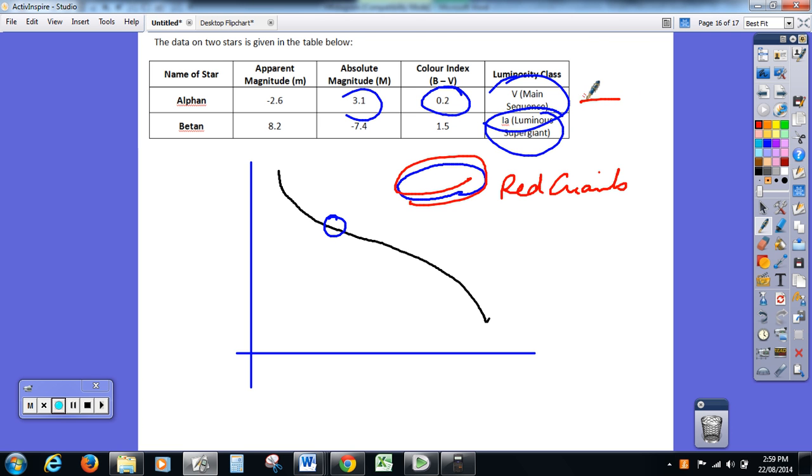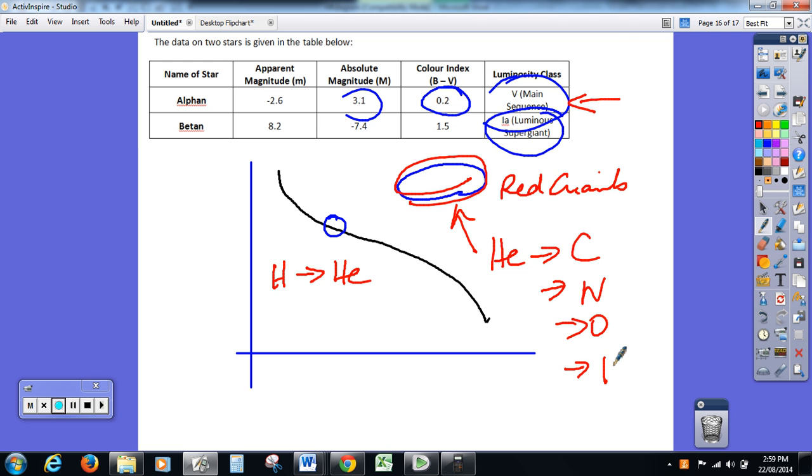Well, I know that if it's a main sequence star, then it is actually fusing hydrogen into helium, it's a normal star that is being born, and it's on the process of just going through its life cycle. But if it's a red giant, then I know that this star is starting to fuse helium into the higher elements such as carbon, and then nitrogen and oxygen, and finally into iron. So the red giants are stars which are on the way out. So these are dying stars.